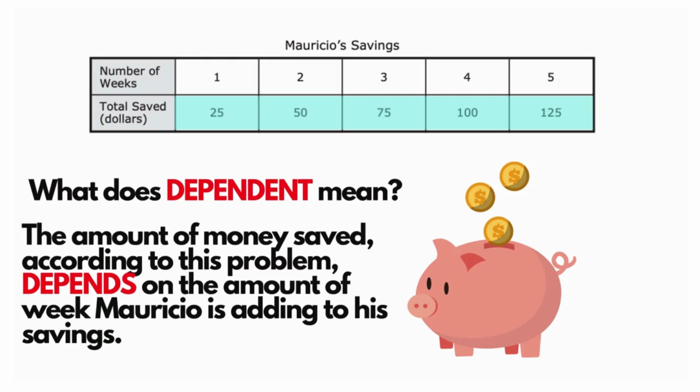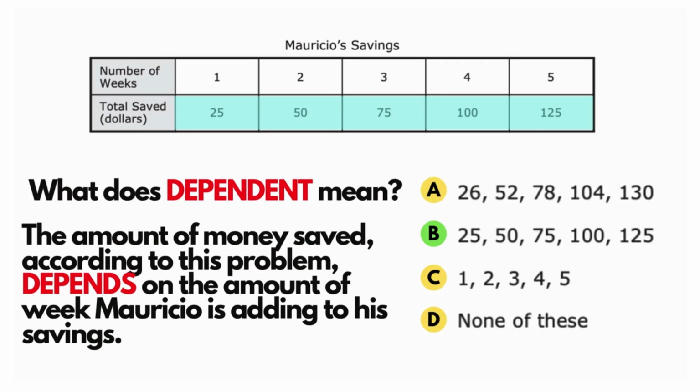So after 0 weeks, he didn't have anything. After 1 week, he had 25, 2, 50, 3, 75, 4, 100, and 5, 125. So as the weeks change, the answers change. So the amount of money he saved changed. So that's the dependent variable.